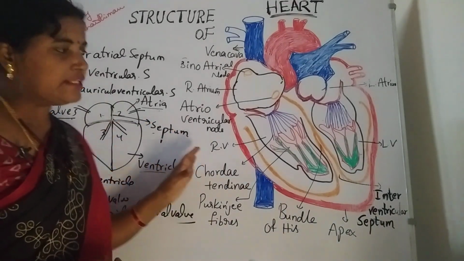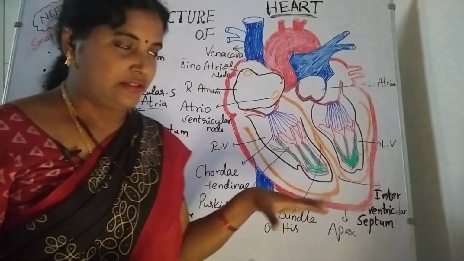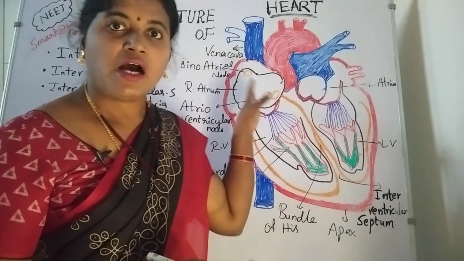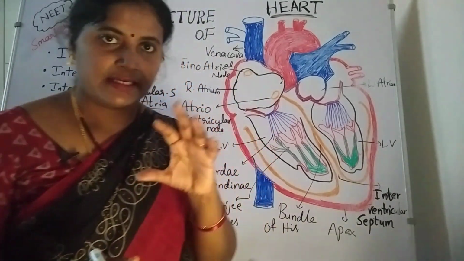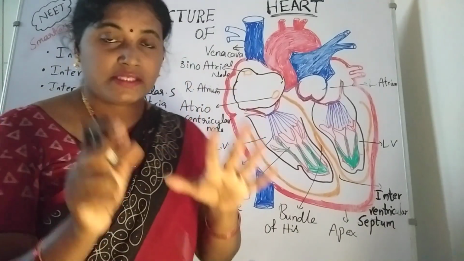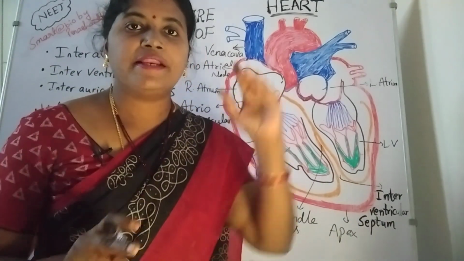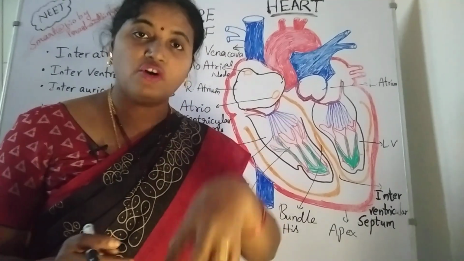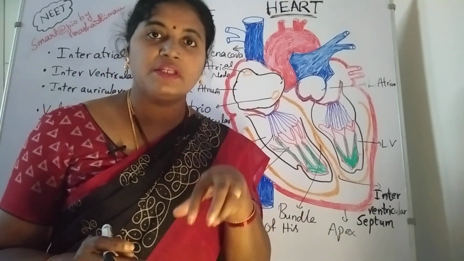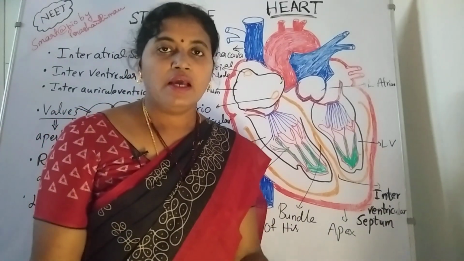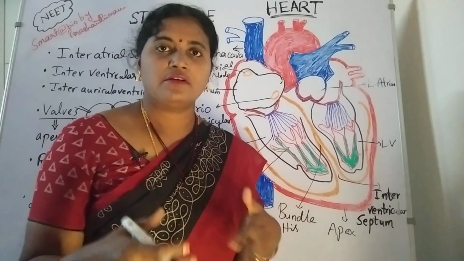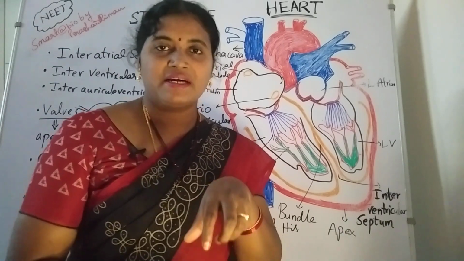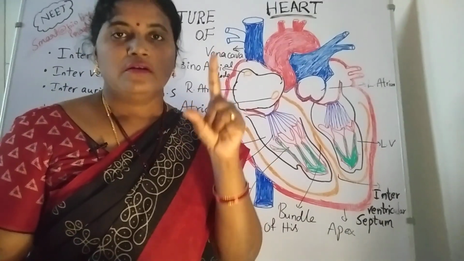Now we'll see the structure of atriums and ventricles. Atriums, as already explained, are the smallest and thinnest chambers. These atriums receive the blood from different blood vessels. Right atrium, listen carefully: the right atrium receives the blood from the inferior vena cava and superior vena cava. Inferior vena cava collects blood from the lower parts of the body, like the legs and even the kidneys. That means the deoxygenated blood is collected by the inferior vena cava.